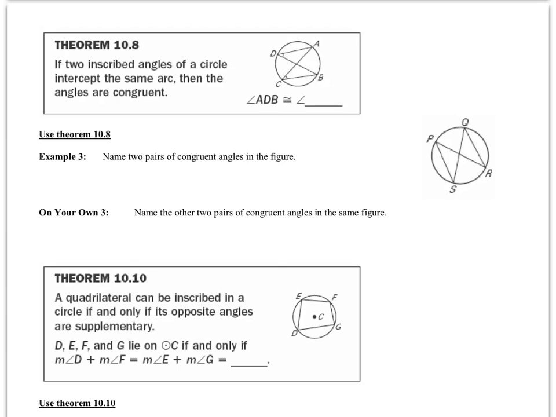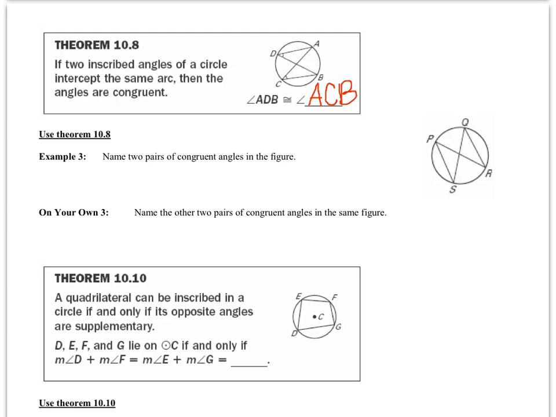Theorem 10.8 says if two inscribed angles of a circle intercept the same arc, then the angles are congruent. So angle ADB is congruent to angle ACB in this picture, and it's just like the problems that we just looked at there.